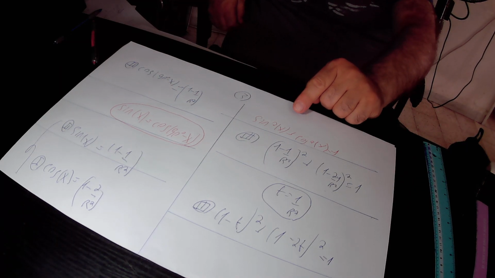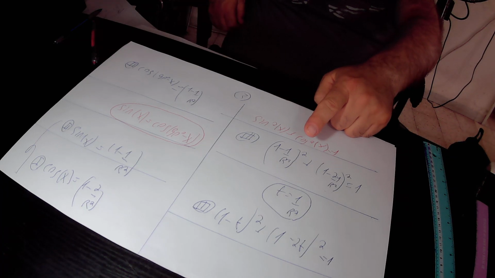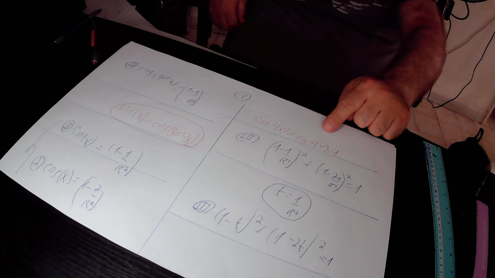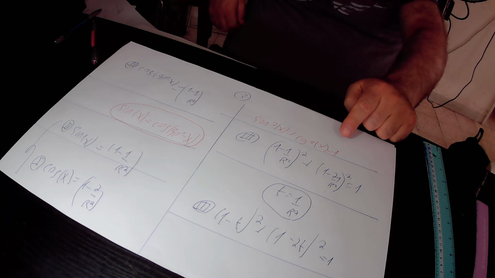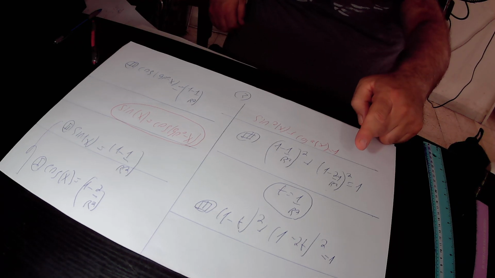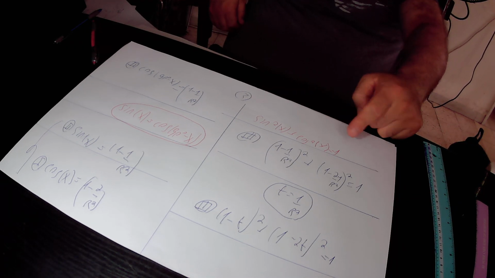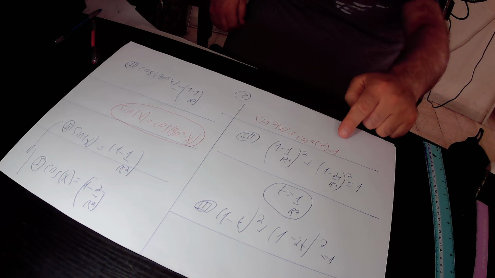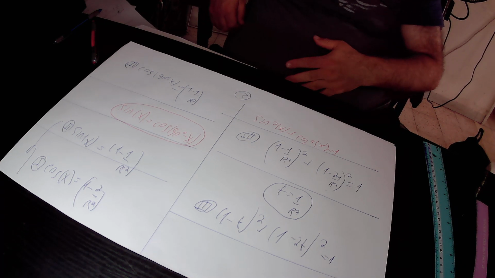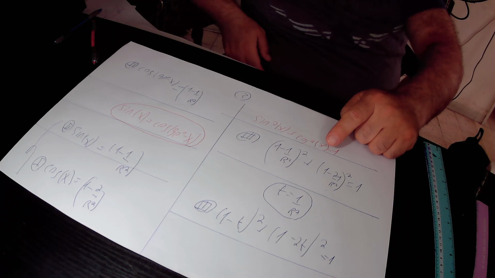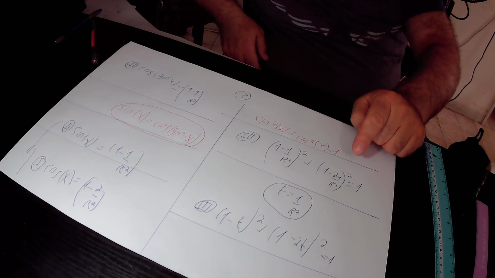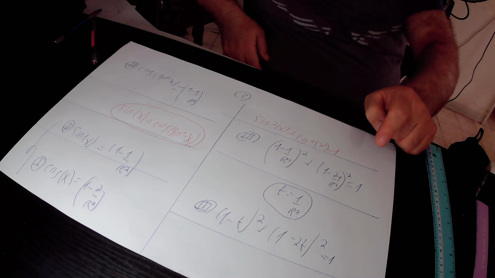If sine of x equals 1 minus 1 over r squared, it means that sine squared x will be equal to (1 minus 1 over r squared) squared, plus cosine squared x. Cosine x equals 1 minus 2 over r squared, therefore cosine squared x will be equal to (1 minus 2 over r squared) squared, and it equals 1 according to this trigonometric identity. So according to equation 3, we shall find that (1 minus 1 over r squared) squared plus (1 minus 2 over r squared) squared equals 1.